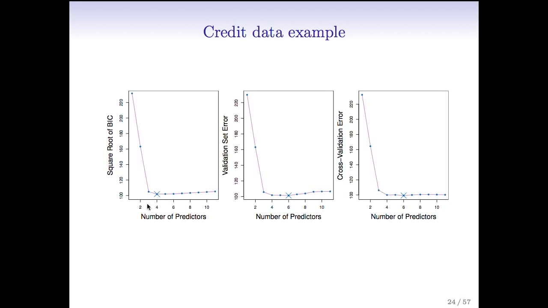BIC, as is often the case, remember we said compared to AIC, it imposes a stronger penalty on the model size. It tends to produce models which are a little bit smaller, and it did so here. Here it's about 4. But again, the curve is so flat, there's not much we can really say about these models between 3 and 11 predictors.